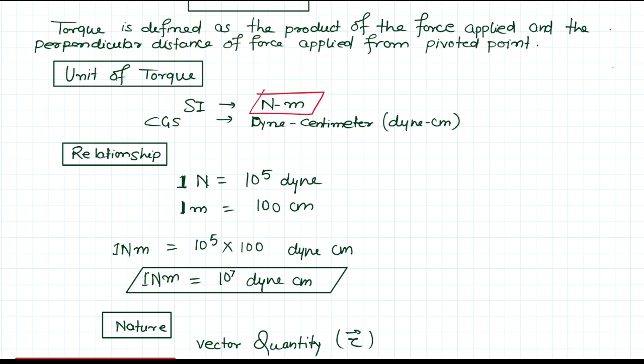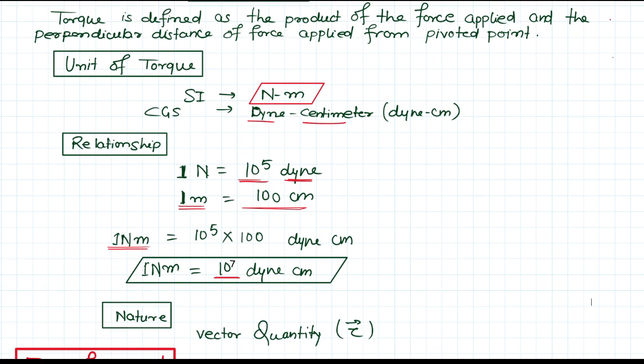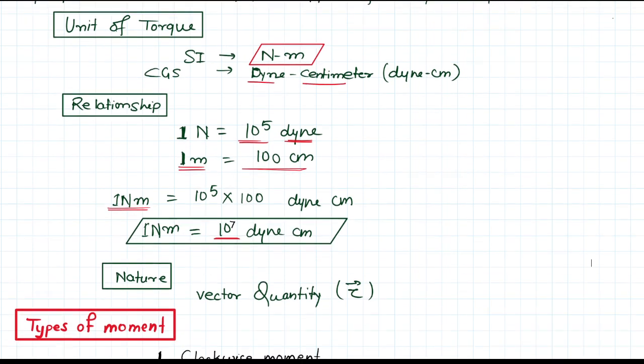Meter means distance here, or in CGS we can write dyne centimeter. If we see the relationship, 1 Newton equals 10 to the power 5 dyne, and 1 meter equals 100 centimeter. So 1 Newton meter will be 10 to the power 7 dyne centimeter. Nature: torque is a vector quantity, we can say.